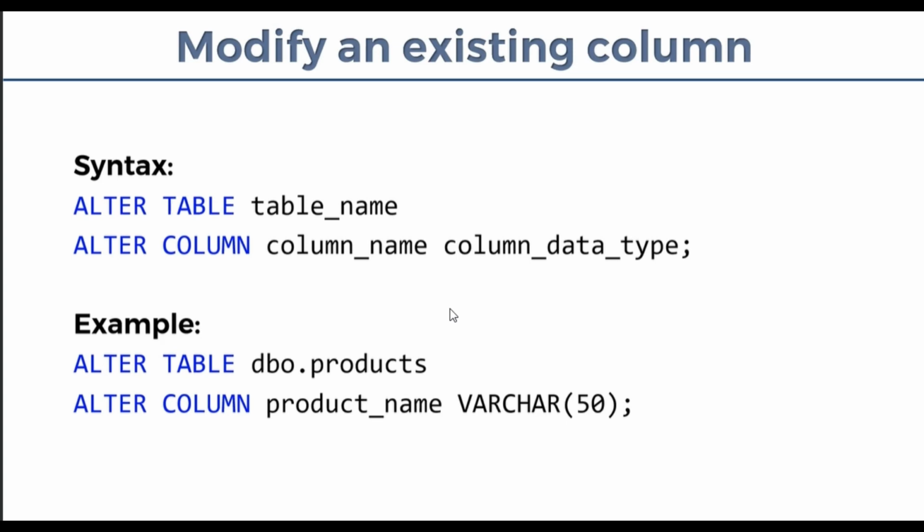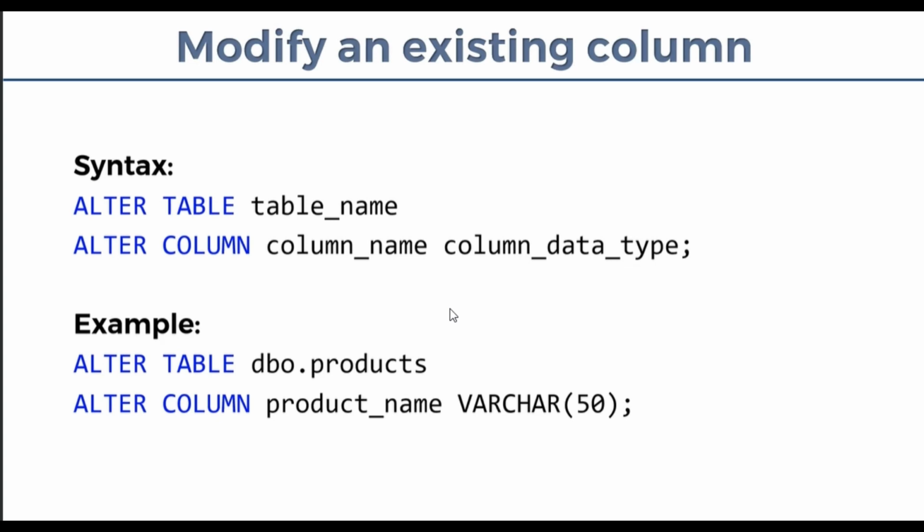Previously the column data type had 20 characters, but here I added very long product names of 50 characters, so the length of the product name needs to be increased. That's why I want to change the data type size from 20 to 50.